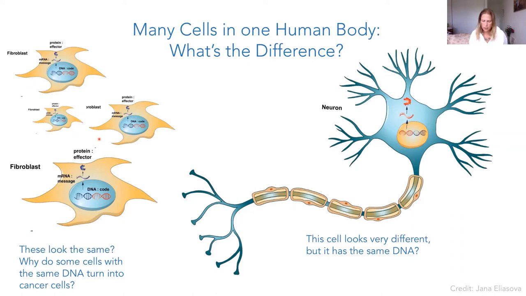So why is each cell different? There's an invisible machinery that determines which genes are active in each cell. And a different set of active genes results in specific shapes and specific features and functions of cells. What you can see on the left-hand side are fibroblasts, which are structural cells that are present in many tissues in our body. And on the right-hand side is a neuron, which is, of course, specific to the brain and the nervous system.